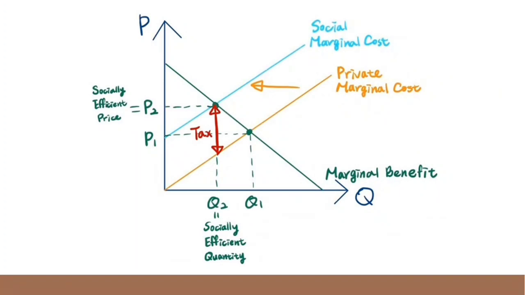The tax raises the price, and the consumer reduces the quantity demanded from Q1 to Q2. And this red line is the tax that the government will get from the companies. So we can see Q2 is the socially efficient quantity, and P2 is the socially efficient price.